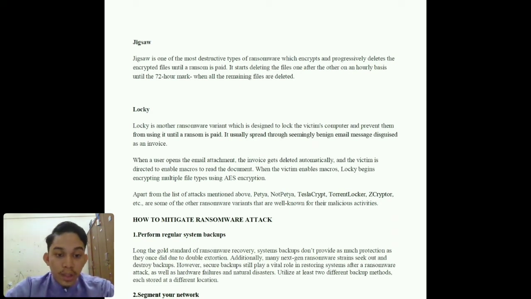Apart from the list of attacks mentioned above, Petya, NotPetya, TeslaCrypt, TorrentLocker, Zcrypt, etc. are some of the other ransomware variants that are well known for their malicious activities.